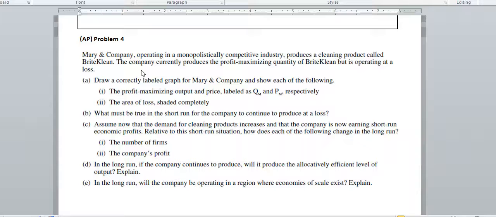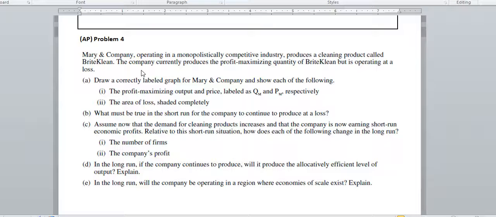Now, when we think about it, if you're operating at a loss, that should tell you right away that when you draw this, your price is going to need to be below your average total cost curve. But since we know it's a monopolistically competitive industry, we know that we're going to produce at a quantity where marginal revenue equals marginal cost, but we're going to draw that vertical line up to the demand curve.